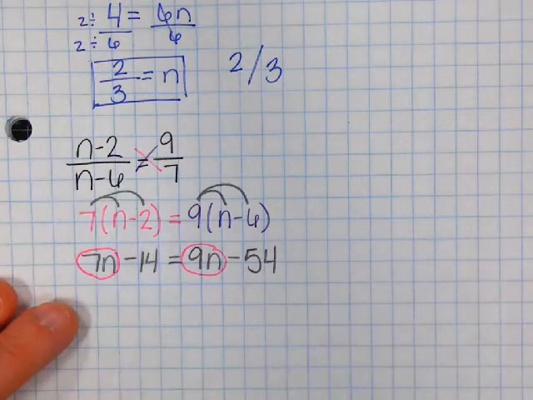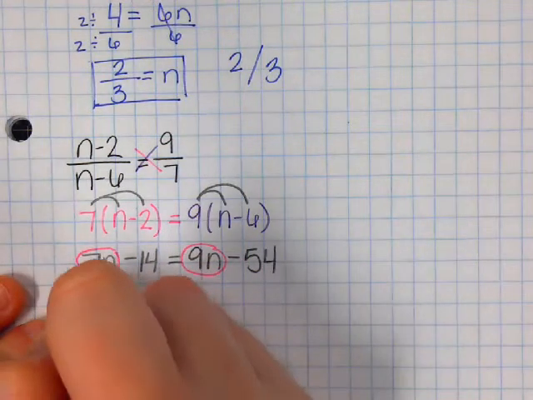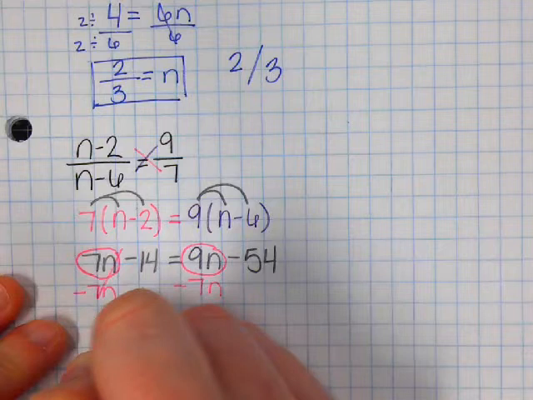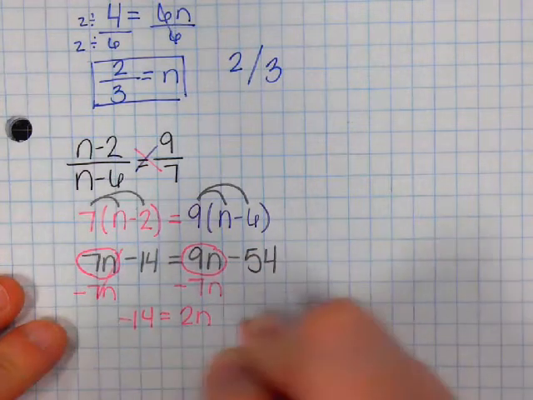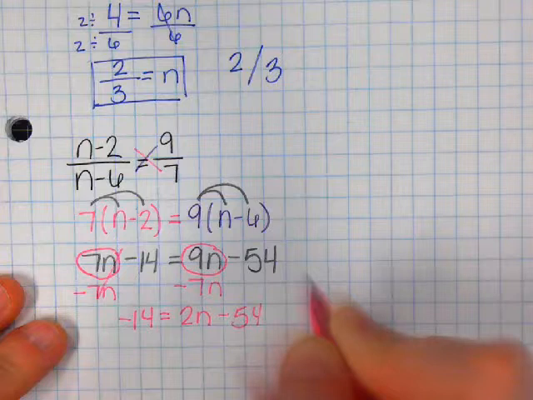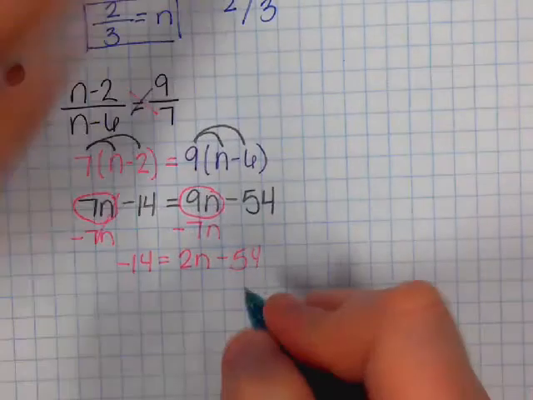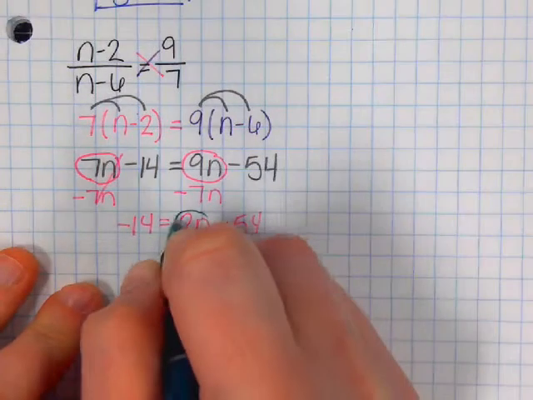So we have 7n and 9n. We need to move one of them by doing the opposite, since they're on opposite sides of the equation. And I'm going to move the 7 because it's smaller. So I'm going to be negative 14 equals 9 minus 7 is 2. Okay. Keep solving till you get your final answer.